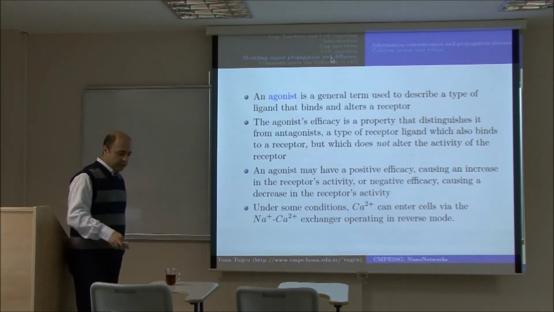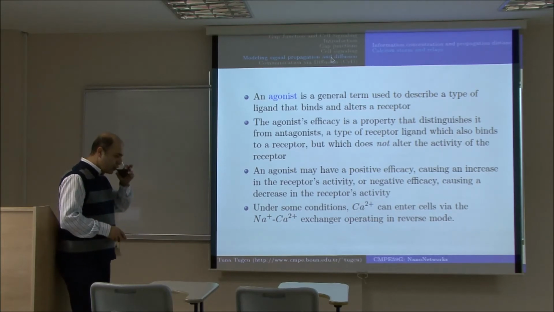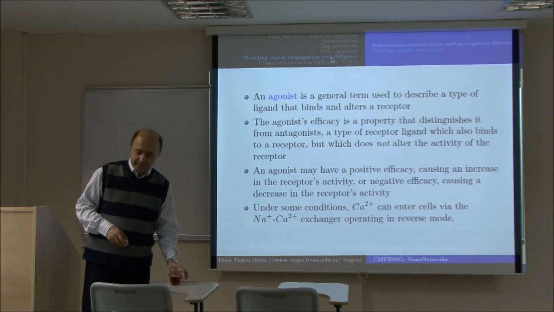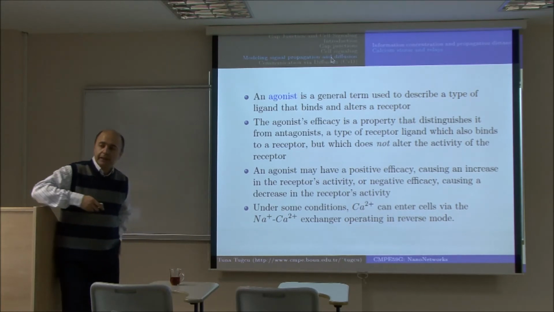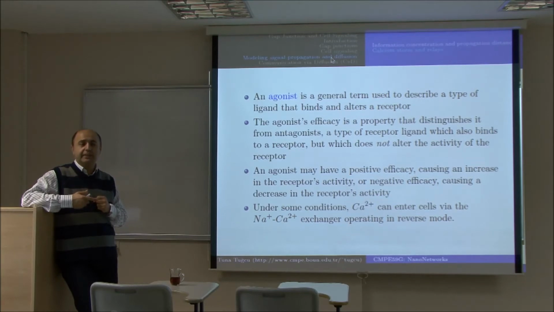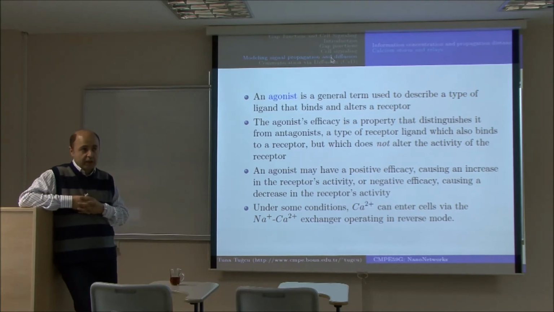An agonist, as you will remember, is a special type of molecule that binds to the receptor of a cell, and it causes a change in that receptor. It causes a change that will affect somehow the cell. Okay.